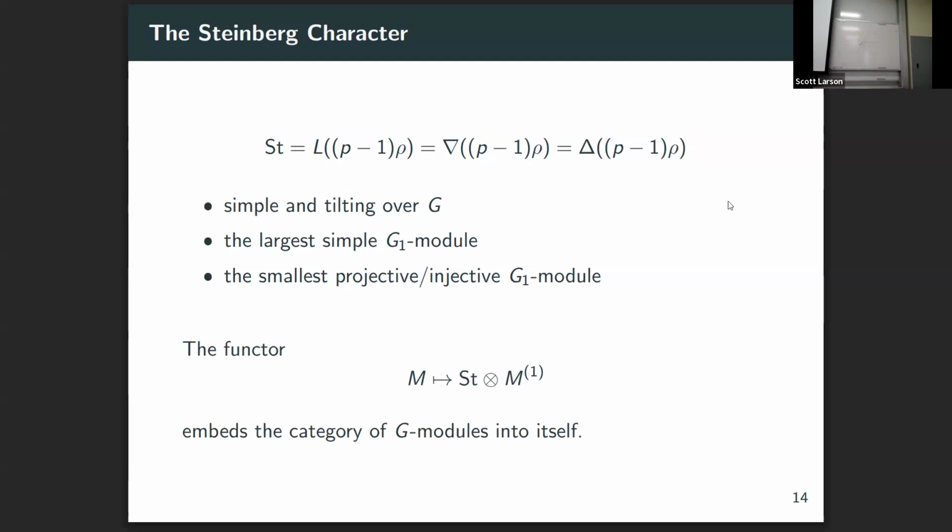One interesting feature about it is it facilitates an embedding of the entire category of G-modules into itself, which is sort of a strange thing. If I take a G-module M, Frobenius twist it, and tensor it with the Steinberg module, that assignment takes the whole category of G-modules and stuffs it inside itself as an equivalent copy. So inside the category of G-modules, you have this piece which is equivalent to the whole, and it comes in via the Steinberg.